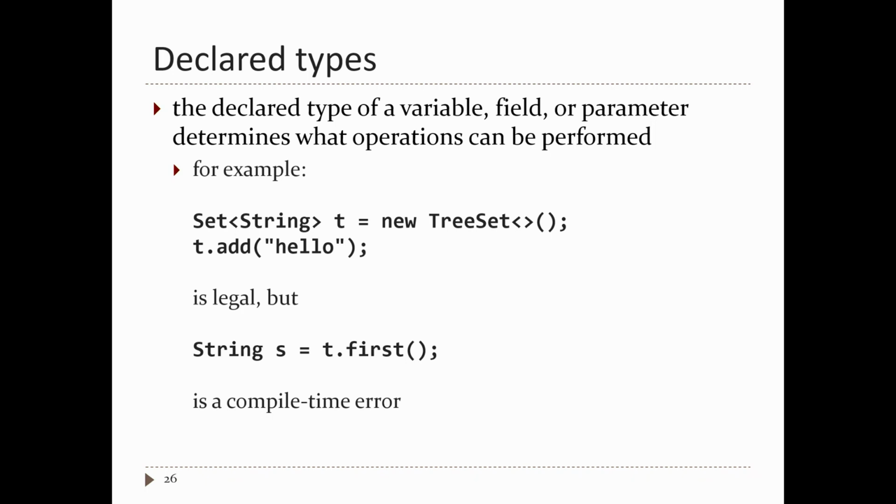Now, why is it flagged as a compile-time error? Because you told the compiler that T is a plain old Set. So the declared type of T is the thing on the left-hand side, that's Set. Set doesn't have a first method. If you look at the Set documentation, there's no method called first. So the compiler looks at this and asks, what's T? Well, T is a Set. Does Set have a first method? The answer is no, so this is a compile-time error, even though the object that you stored in T has a first method. So the declared type determines what methods you can call using a variable, field, or parameter.